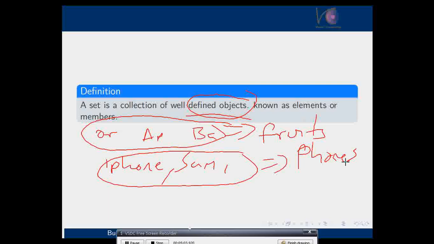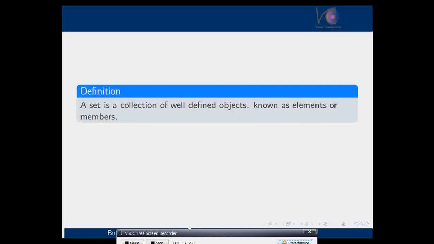This is what we mean by defined objects. You should be able to identify each and everything that you have in the bucket, and the things in the bucket should relate in one way or the other. So these objects we're having in the bucket are what we are calling the elements or the members of that set. Okay? So now we can move on to define the characteristics of a set.